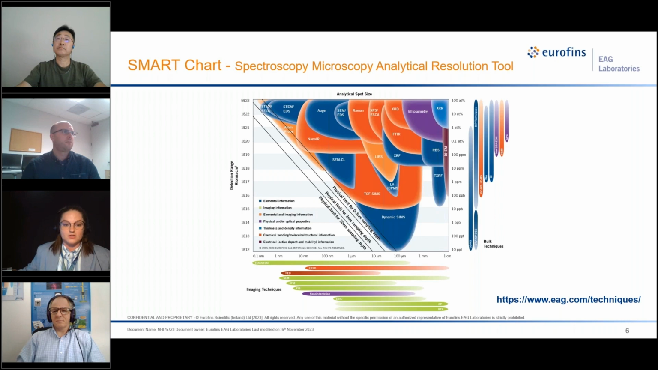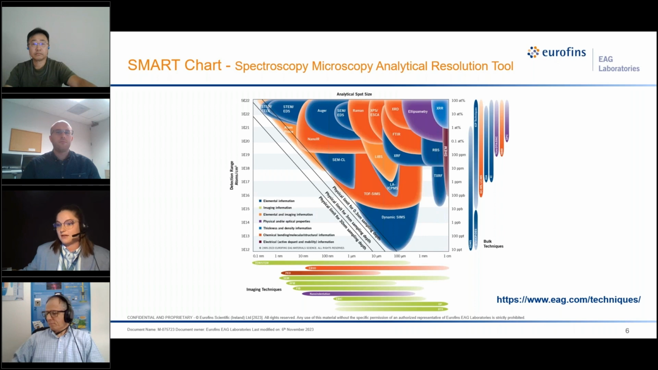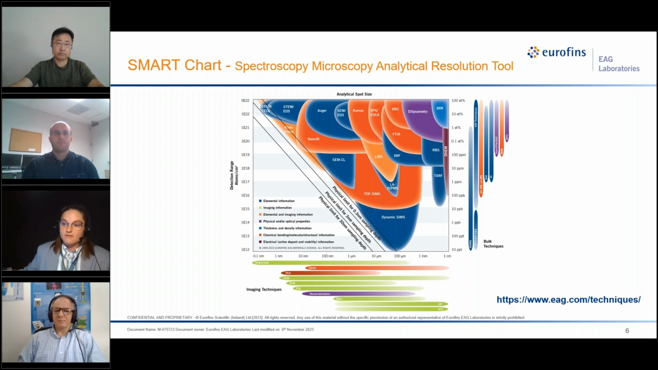So what you're looking at now is our SMART chart. SMART stands for Spectroscopy, Microscopy, Analytical Resolution Tool, and it shows the techniques we have at EAG. The SMART chart allows us to compare the spot size and detection limit of each technique. So the techniques are color-coded according to the descriptions at the lower left. So blue is elemental information, orange is elemental and imaging information, the darker orange is chemical bonding, molecular structural information. And so within the box, you can select your technique based on the detection limit you need and the size of your area of interest. Then on the bottom of the chart, there are imaging techniques, and on the right of the chart, there are bulk techniques.